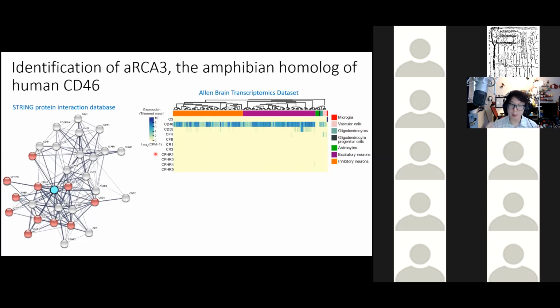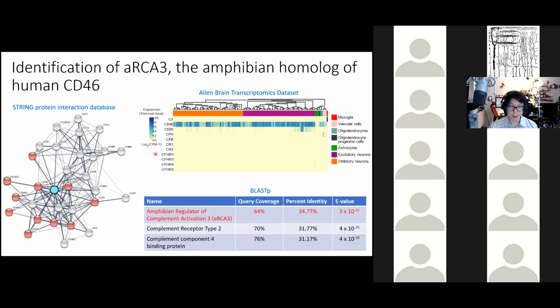So CD46 is a well-characterized complement inhibitory molecule, which is known to inactivate complement C3. So that sounds like a promising lead. And so we searched for the Xenopus homolog of CD46 using BLAST. And the most similar protein was amphibian regulator of complement activation 3, or ARCA3.